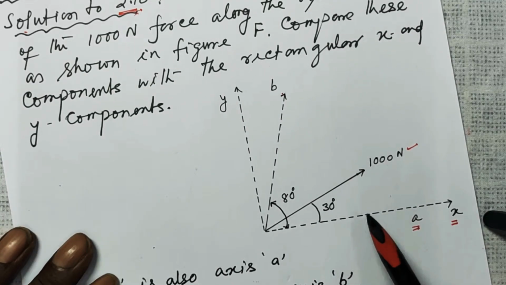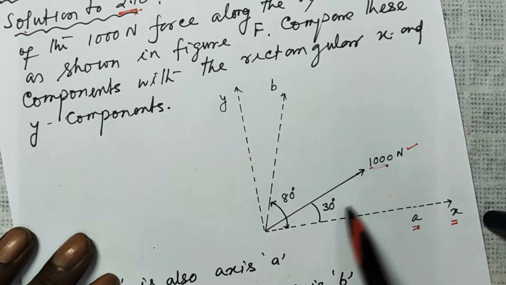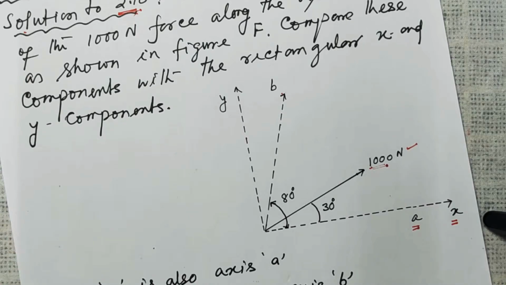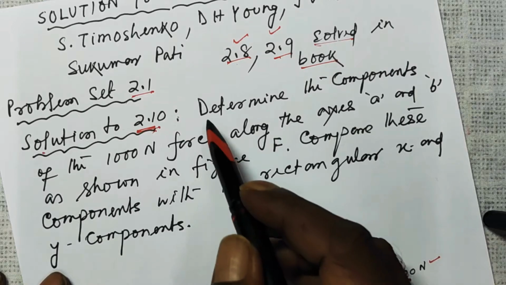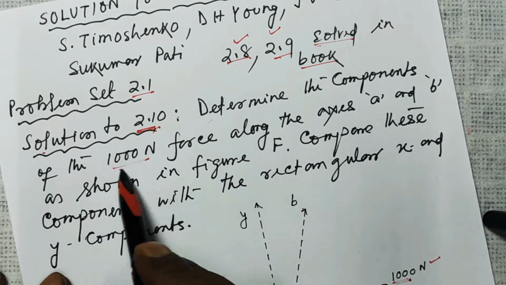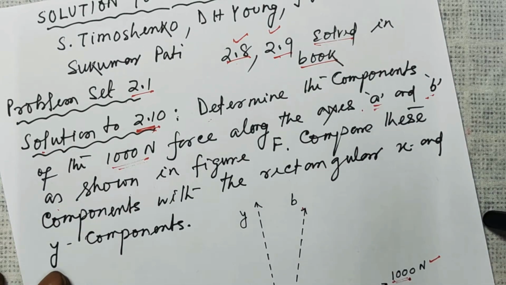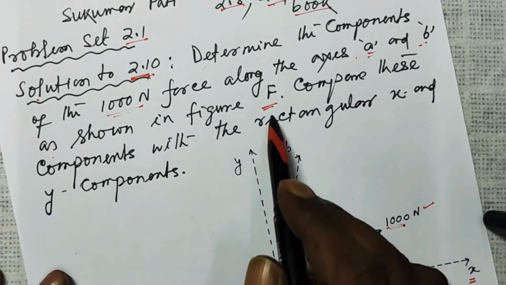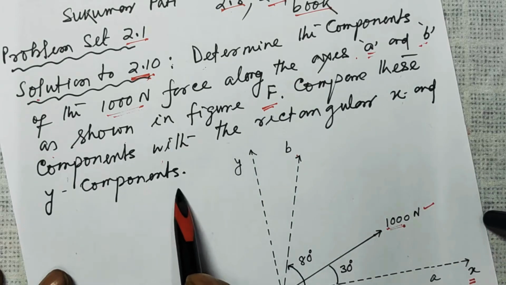Now, what is to be found out? We have to find the components of this 1000 Newton force along the x-axis, y-axis, A-axis, and B-axis. Let me read the problem statement for you: Determine the components of the 1000 Newton force along the axes A and B as shown in the figure. This figure is written as F in your book, so I have not changed it. Compare these components with the rectangular x and y components.